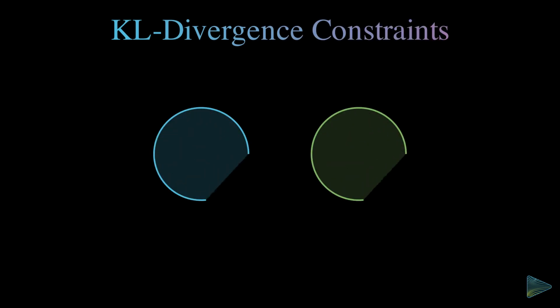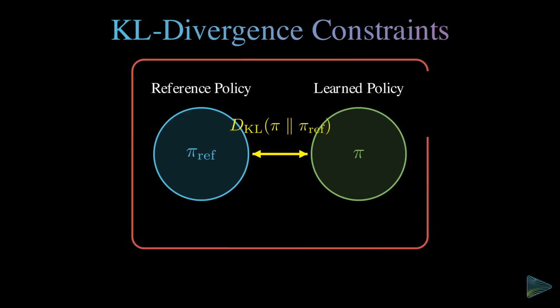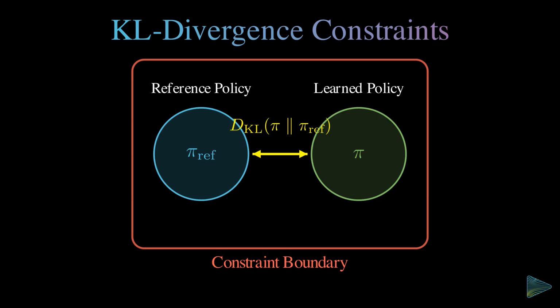Let's discuss KL divergence constraints, which are essential in reinforcement learning from human feedback. When we fine-tune a language model, we face a critical challenge. We want to improve the model according to human preferences, represented by moving from the reference policy on the left to a learned policy on the right. But we don't want the learned policy to deviate too far from the reference policy's original behavior.